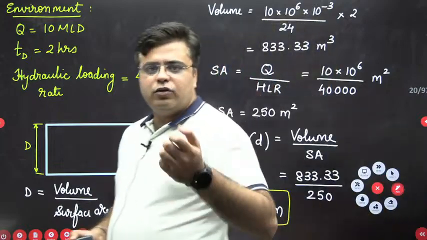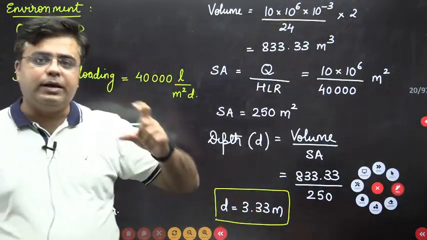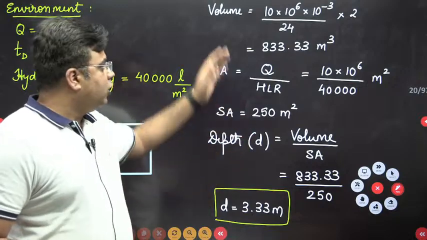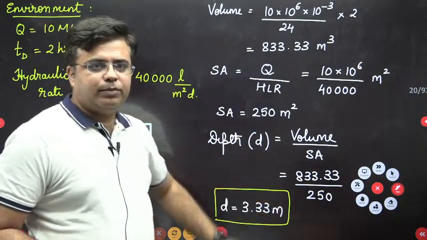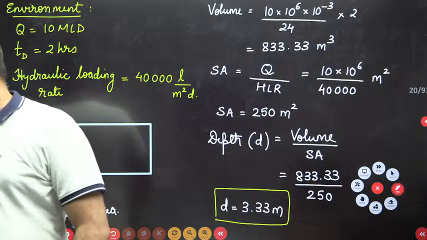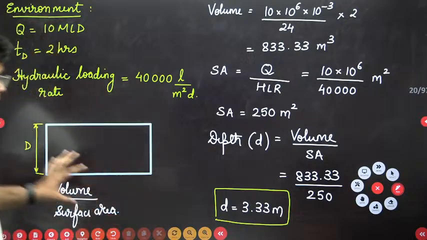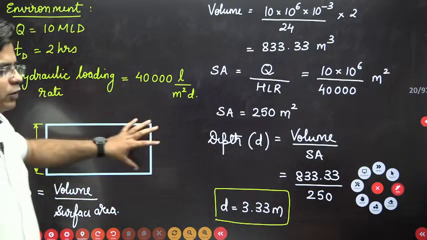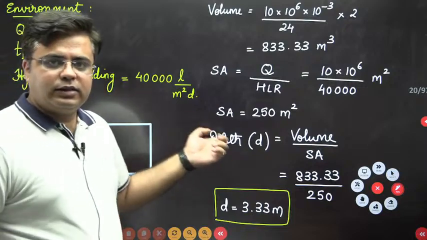Surface area will give you the diameter, but we want the depth. So volume divided by the surface area will be the depth of flow. Okay, you are saying that we have considered the rectangular channel. Even for a circular tank, the same situation will be there.